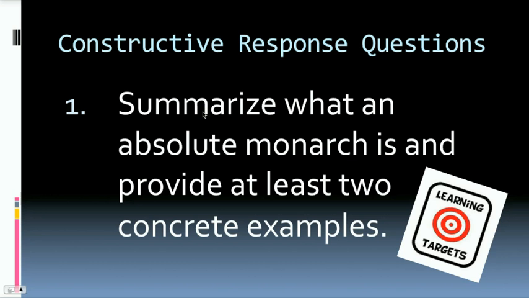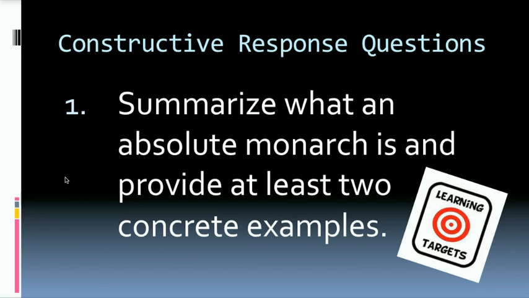So, we have one constructive response question we're going to seek to answer throughout all of this, and it's actually sort of going to build us into the French Revolution. So we're going to be working with this question for a couple of different days. The question says, summarize what an absolute monarch is and provide at least two concrete examples. Well, there's no doubt we're going to be able to summarize what an absolute monarch is after today's lecture.